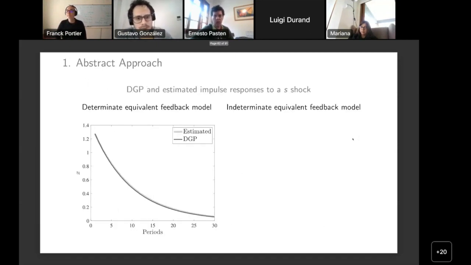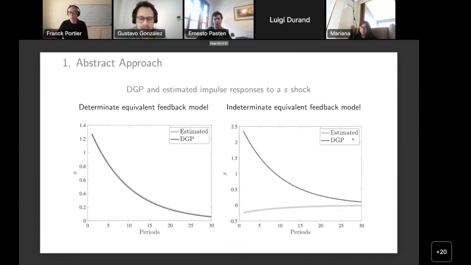Frank, yes? Sorry. Yes, sure. I might be a bit confused because you never actually observe the data generating process. So if the actual data generating process has multiple equilibria or indeterminacy, that is kind of a sad result, given that we don't know if it has indeterminacy.